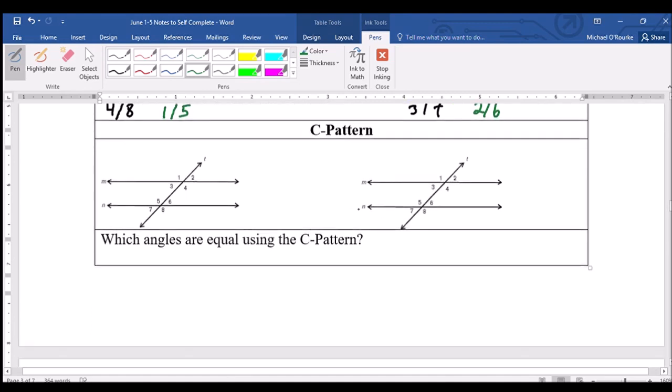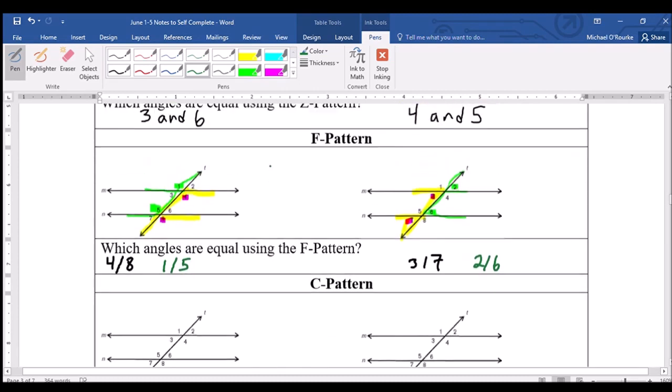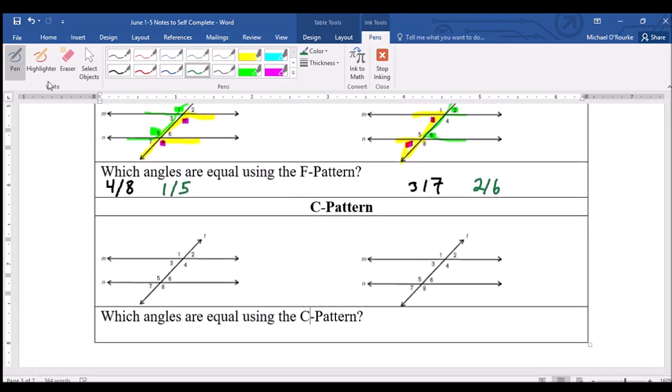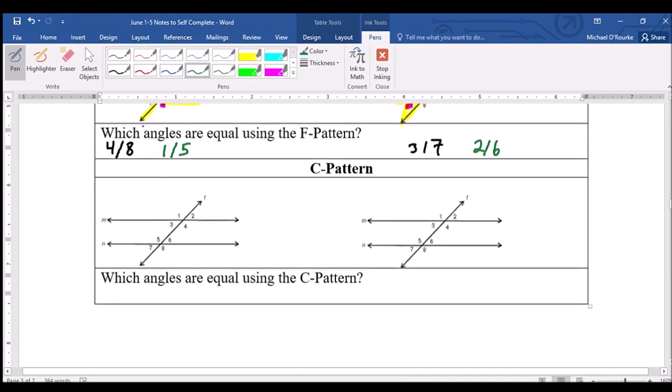Now C, which angles are equal in the C pattern? The key here is that they add to make 180. So let's make my C here. In this case, my C looks like this. So that means 4 plus 6 equals 180. Okay. So I'm going to stop editing here, go back here because I wrote this wrong.